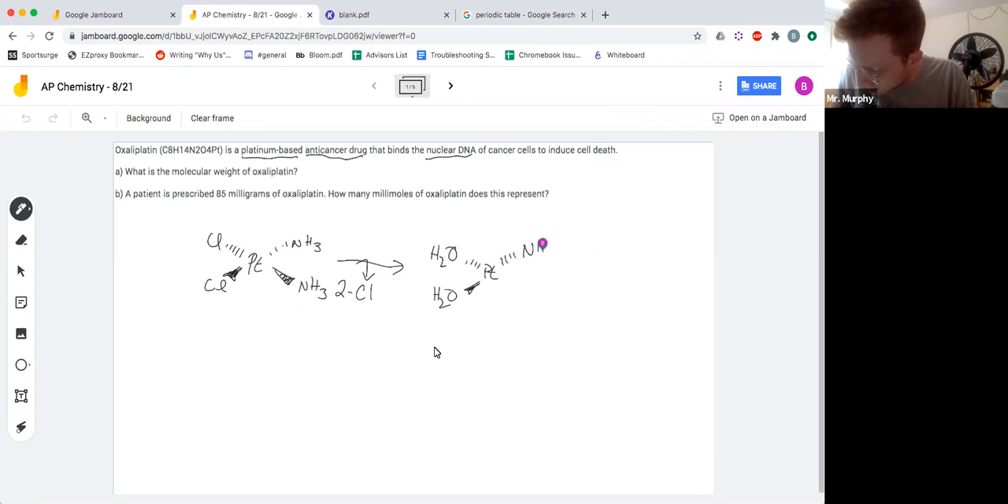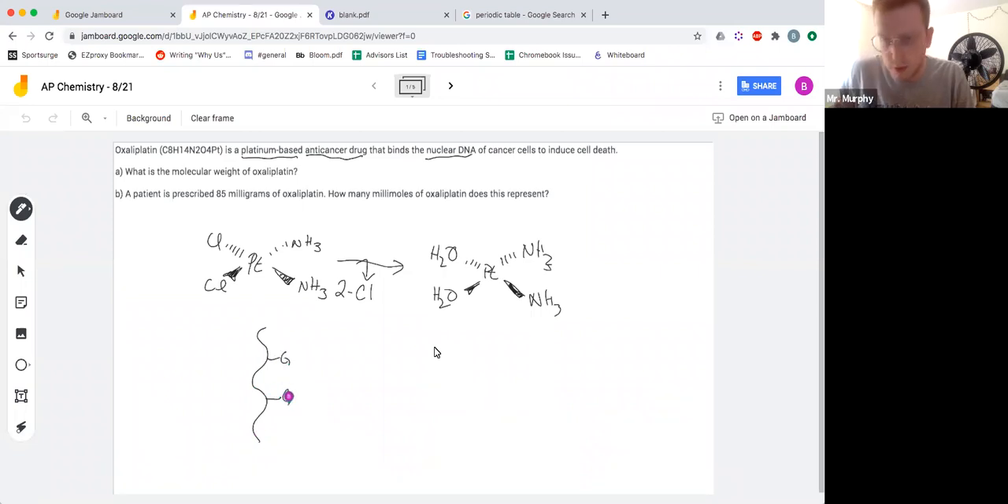This then gets into the cancer cell, and it will find in your DNA 2 guanines that are pretty close together. They will lose their 2 water molecules, and they will form a double linkage with DNA.